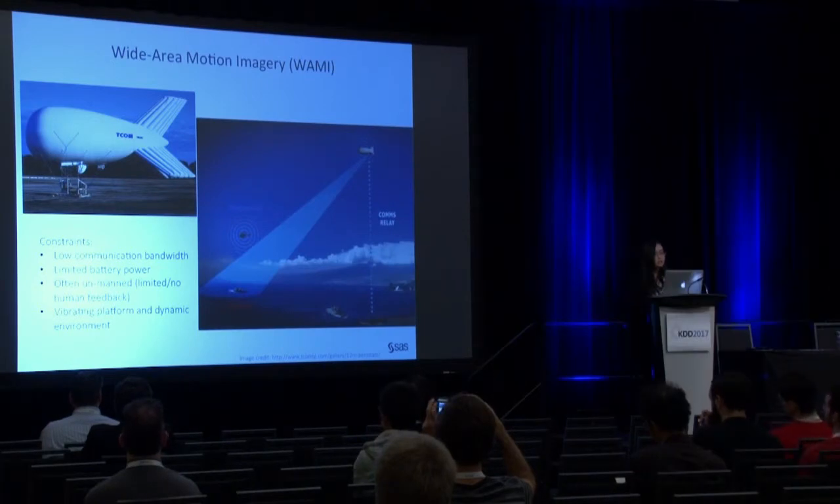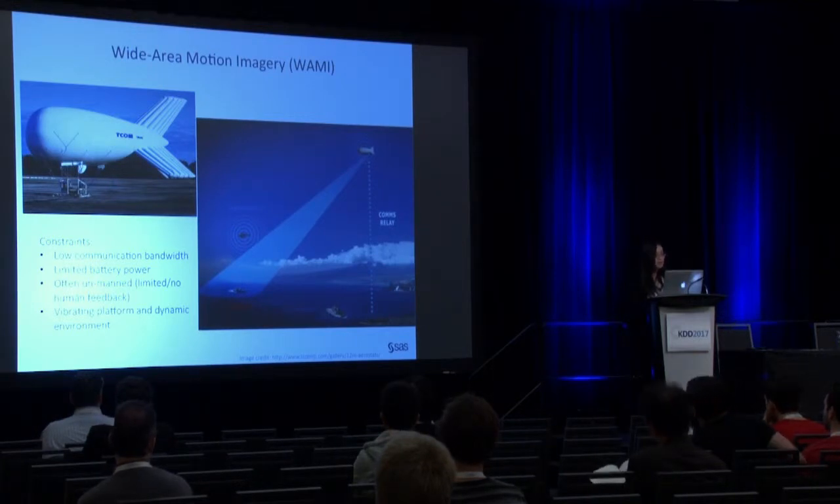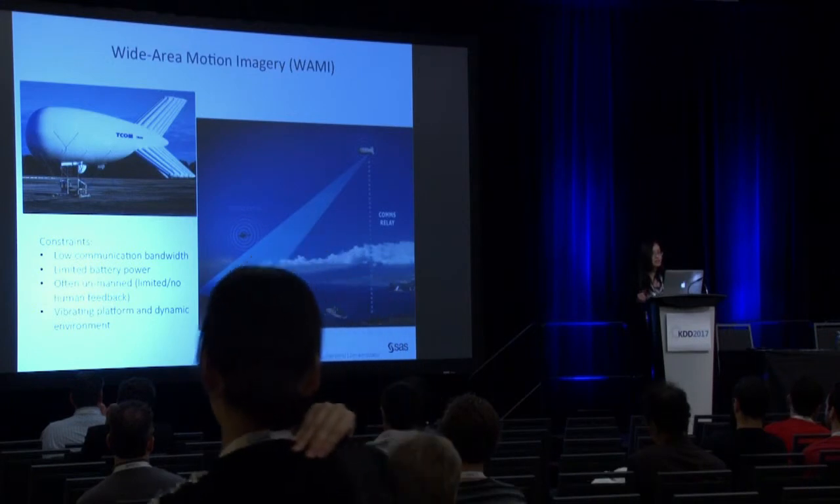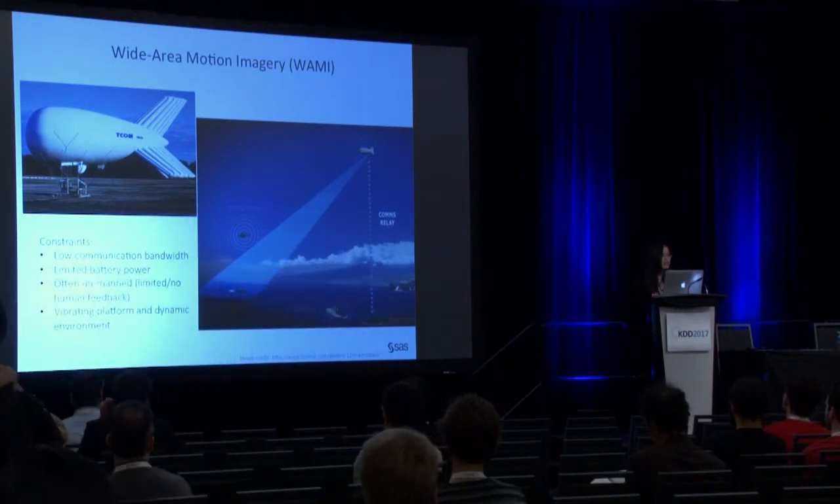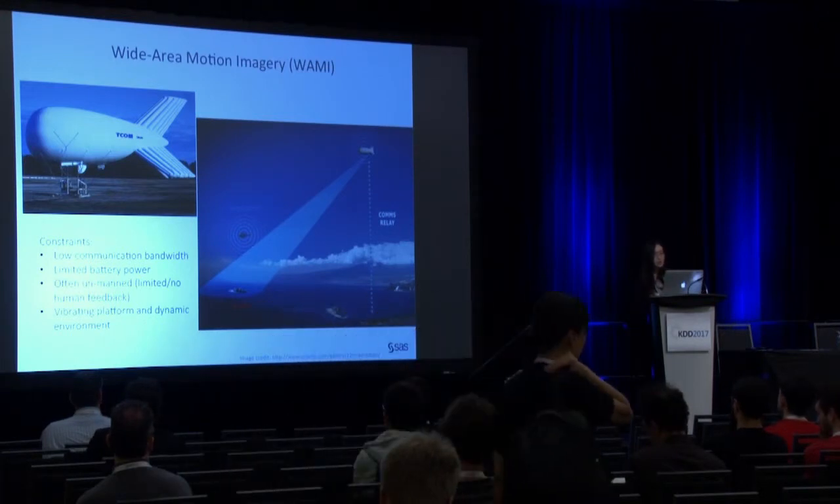Because it's usually wireless communication, there is very limited bandwidth and also limited battery power. So in a lot of cases, they will fly out the drone for a few hours and then fly it back to the base, and have someone look at the whole video for a few hours. Then you end up with a very long delay between what you can see and what's happening in the field.